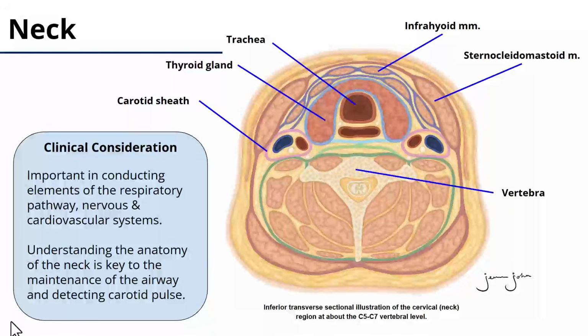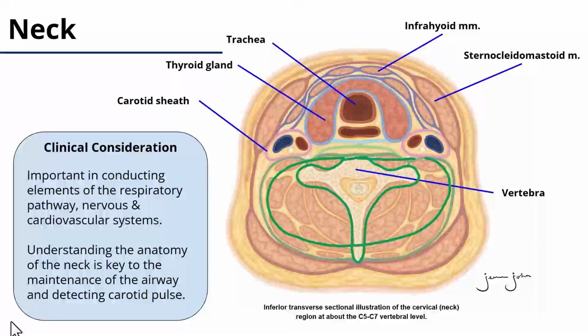Here we can see a transverse section of the neck, and central to our understanding here is a vertebrae. The cervical spine forms a lot of the bony support of the neck, and it's upon the cervical spine that a lot of the neck muscles attach, as we can see some of the deep neck muscles here. We can also see those sternocleidomastoid muscles in their anterolateral location here. We can see the infrahyoid muscles here.